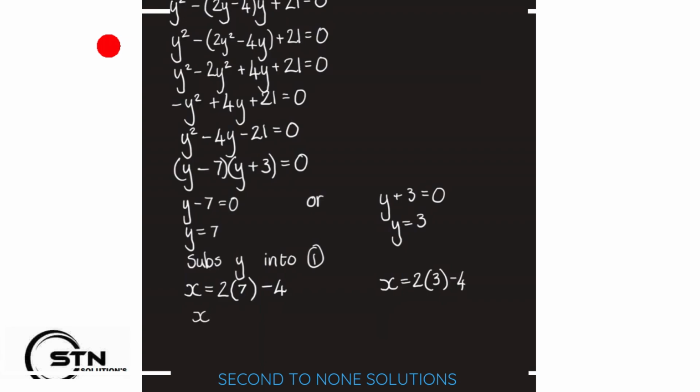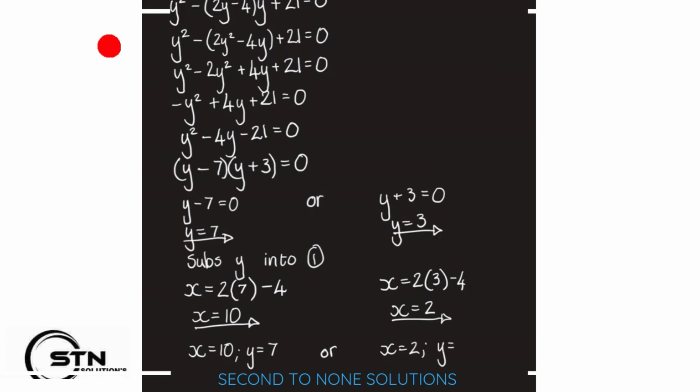Now, x over here is going to be 10, and x over here is going to be 2. Now, one way you can show your answers is you do the arrows like this underneath each other. You could also say that x equals 10, y equals 7, or x equals 2 and y equals 3. So that's another way you could show it.